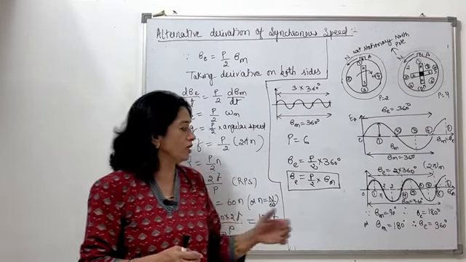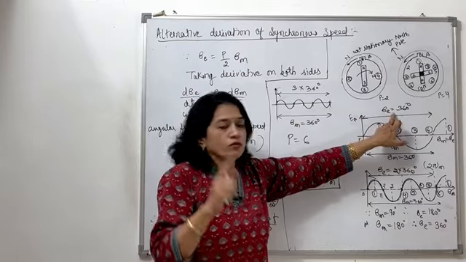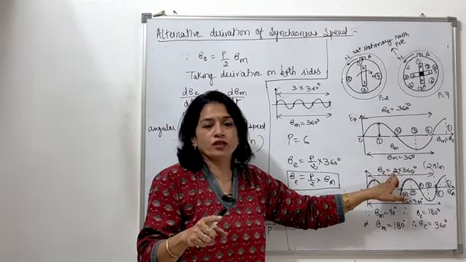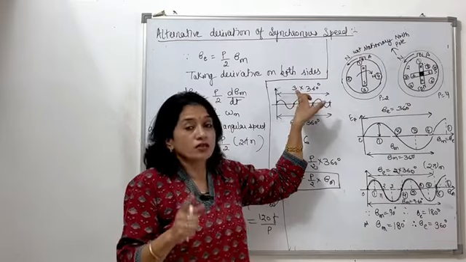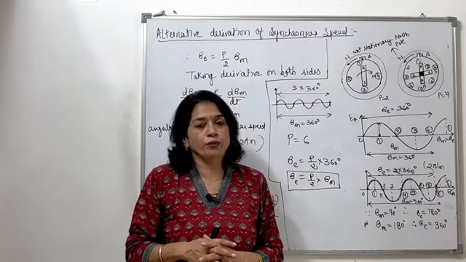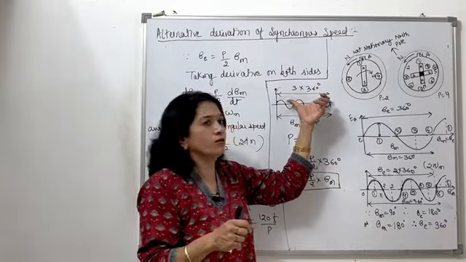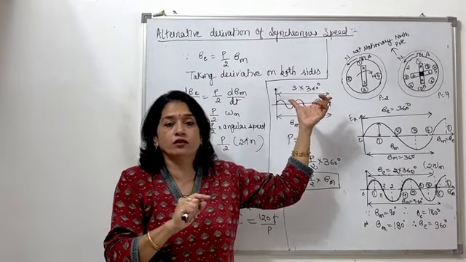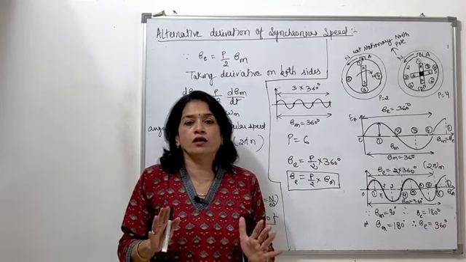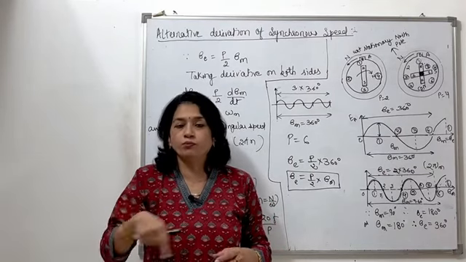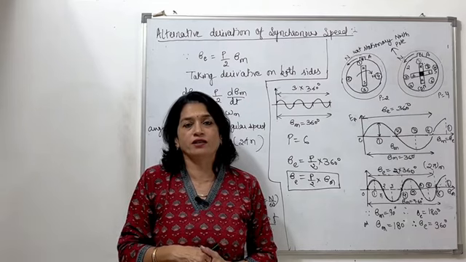Again, I am telling you, if one pole pair is there, 1 into 360 degrees. Two pole pairs, 2 into 360 degrees. Three pole pairs, 3 into 360 degrees. Four pole pairs, 4 into 360 degrees, which means 4 cycles for one mechanical revolution of the conductor. So if P number of poles are there, how many cycles would be generated in the conductor for one complete mechanical revolution?